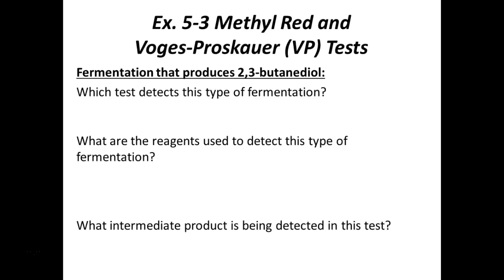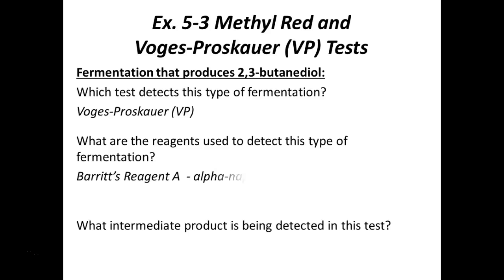So the next is our 2,3-butanediol fermentation. So which test told us if your organism could do this? This is the Voges-Proskauer, or the VP test. We used two different reagents, right? I promise I won't make you spell them on the test, but you do need to know them.